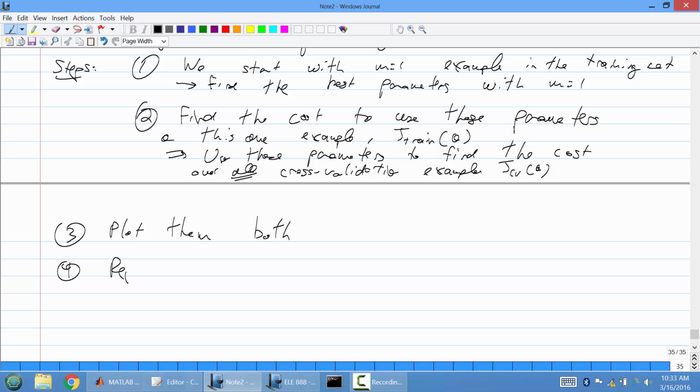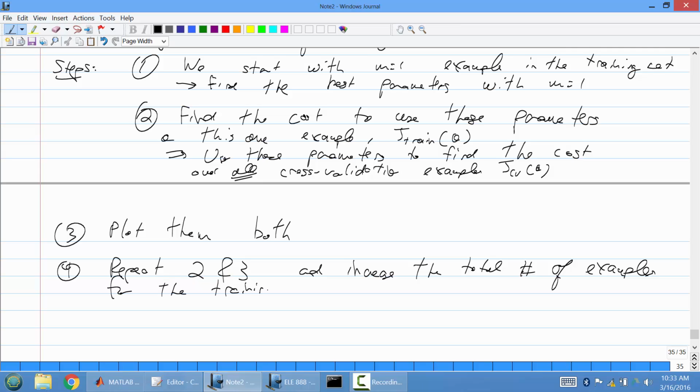And then repeat 2 and 3, and increase the total number of examples for the training set until we exhaust all examples. Trying to finish up, hopefully in 10 more minutes.